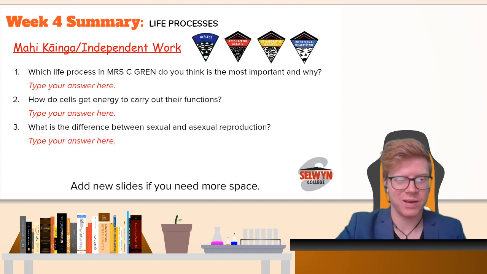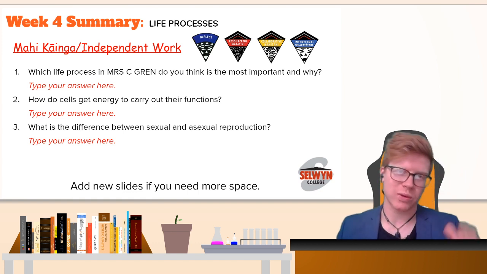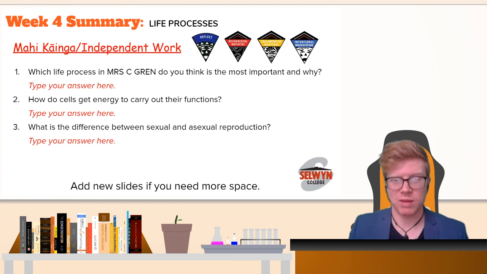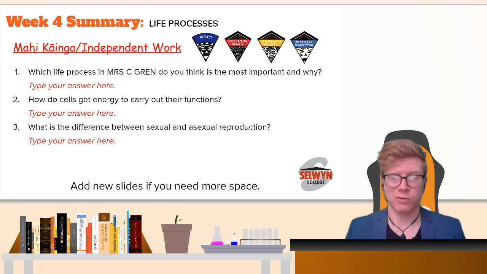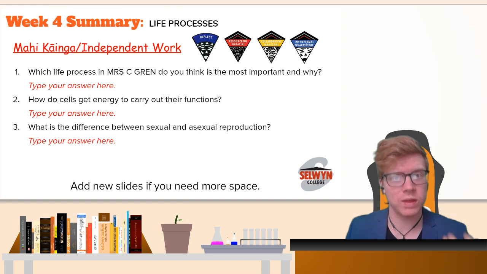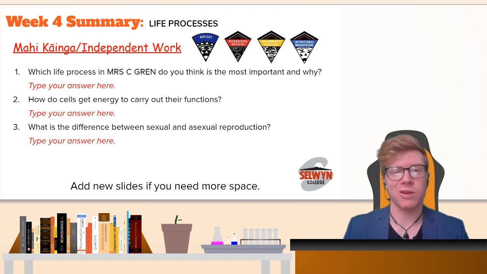Okay, lastly, this is our week 4 summary. This will be below those little Kahoots which are at the very bottom. There are 3 questions there for you to answer. The first is, which life processes in Mrs. C. Green do you think are of most importance? How do cells get energy to carry out their functions? And what is the difference between sexual and asexual reproduction? Now, you're welcome to just type out your answers, or you're welcome to create new slides with information as you deem necessary. This shouldn't take you a great deal of time, but it's an opportunity for you to explain what your thinking is and for us to get a sense of how your understanding is going.